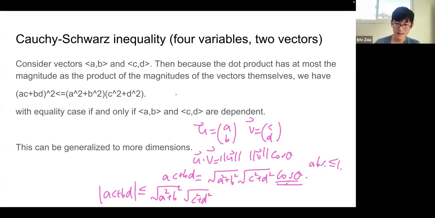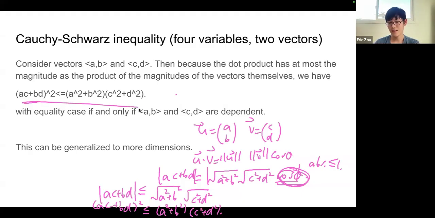Because if you take the absolute value, the cosine theta part has absolute value less than or equal to 1. So we can just say it's less than or equal to 1 times this thing over here. If we square both sides, we get (ac plus bd) squared is at most (a squared plus b squared)(c squared plus d squared). This is called the Cauchy-Schwarz inequality. It's written like this.